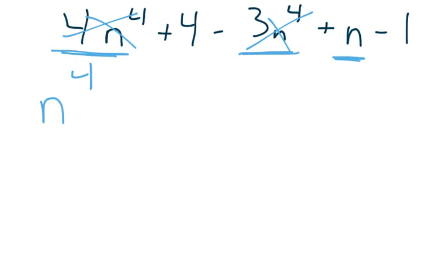Now I have a regular n right here. Are there any other plain just letter n's? No, so that one's just going to be by itself. And then I have a plus 4 and a minus 1. So those are regular numbers. Those are like terms, they can go together. So what's 4 minus 1? 3. So we get plus 3.